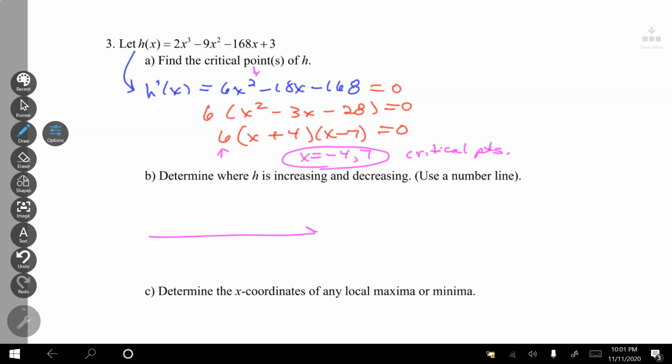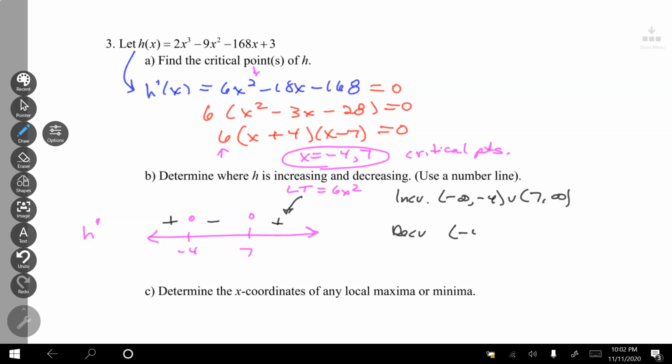So I'll make my number line. This is an h prime number line. This is the derivative. -4 and 7 are my critical points. My leading term for the derivative is 6x squared, which means it goes positive, negative, positive. That means this graph is increasing from negative infinity to -4 in union with 7 to infinity. And it is decreasing from -4 to 7.